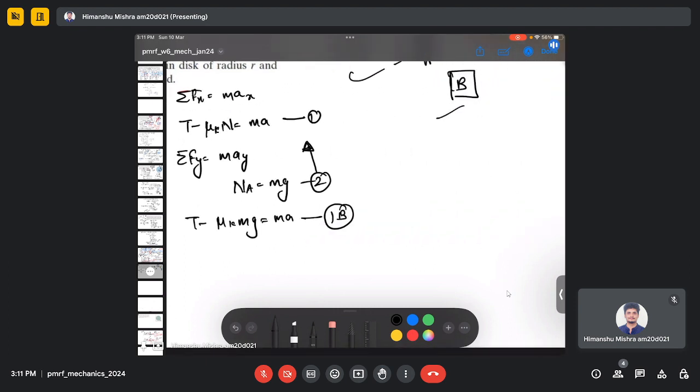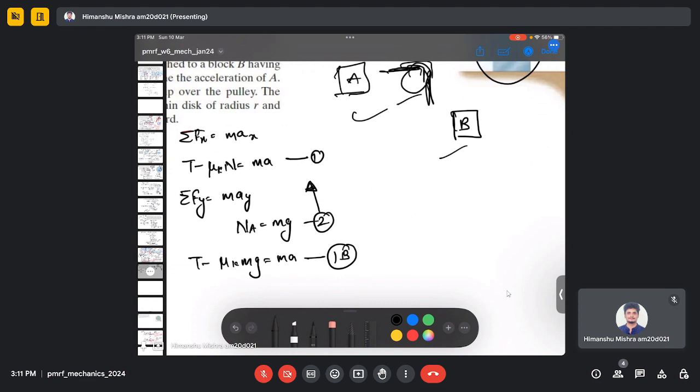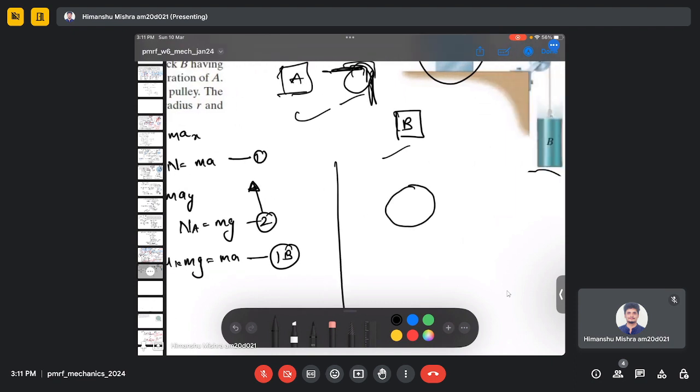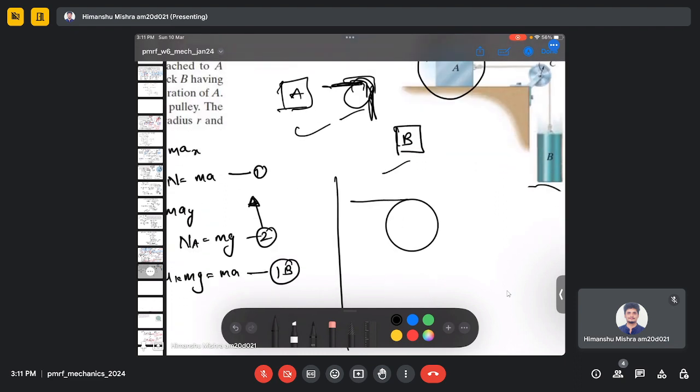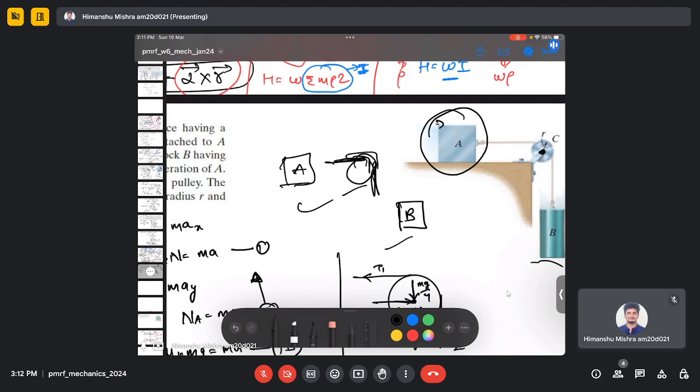Now I can consider the disk. So there is a tension T2, and here we have a tension T1, and there will be a weight which is mg by 4, and the normal reaction will be Cx and Cy. This normal reaction is there because of this joint.